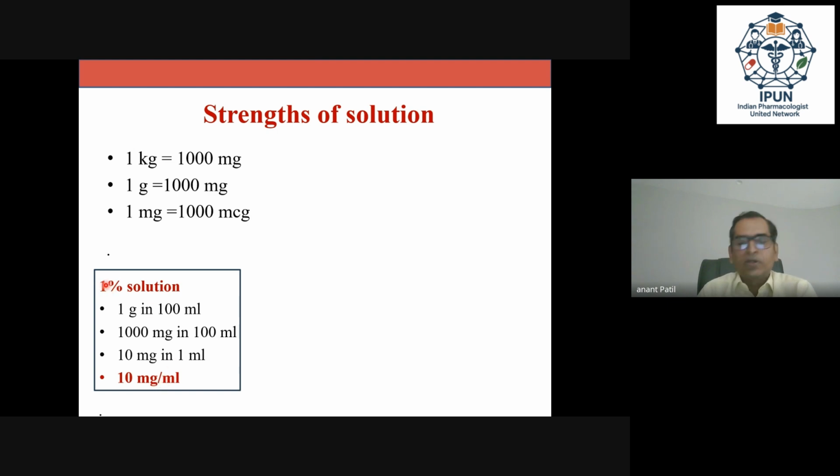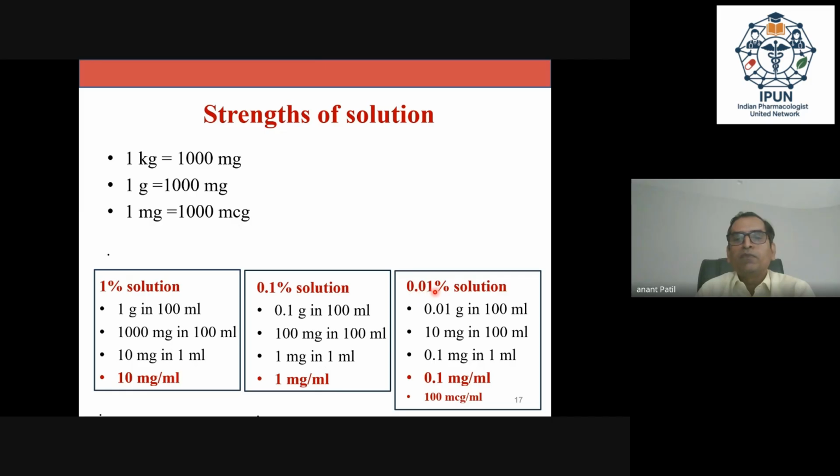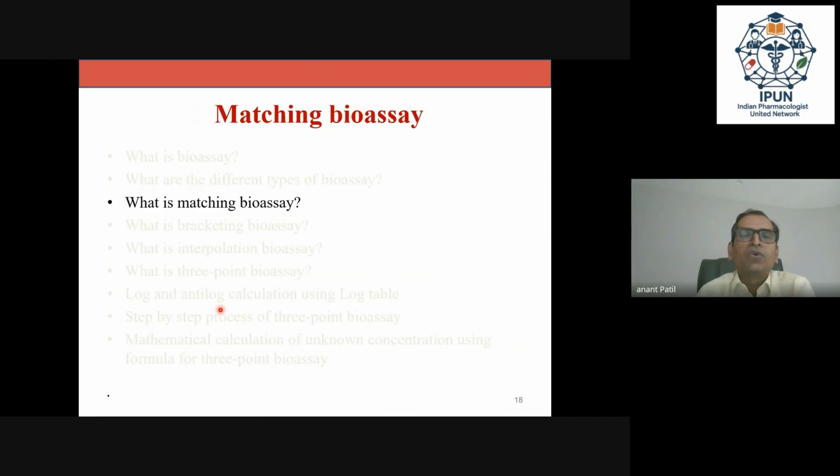If it is 0.1%, then obviously it will become 1 milligram per ml. If it is 0.01%, then it will become 0.1 milligram per ml. So remember: 1% means 10 milligram per ml, 0.1% means 1 milligram per ml, 0.01% means 0.1 milligram per ml. This is simple mathematics, there is no pharmacology in it. Once we understand this, we now go into actual bioassay calculations.